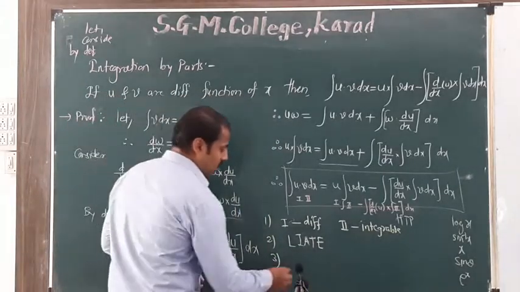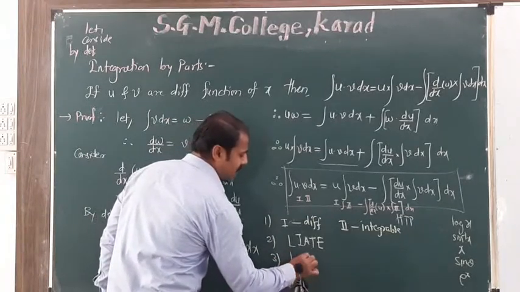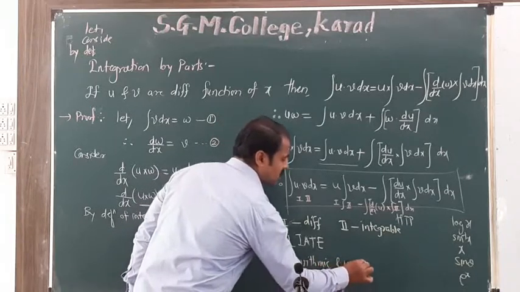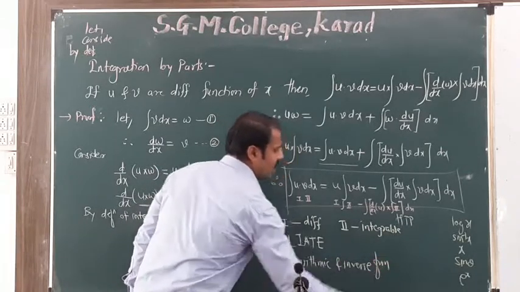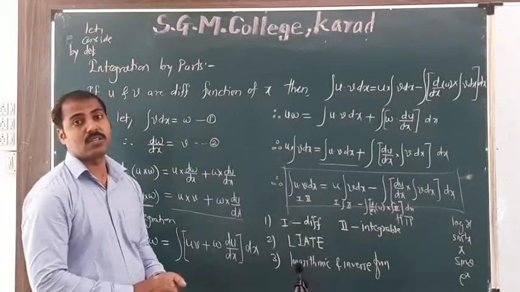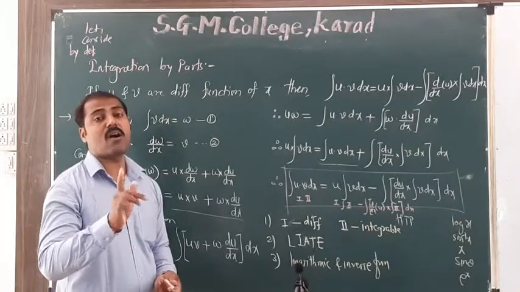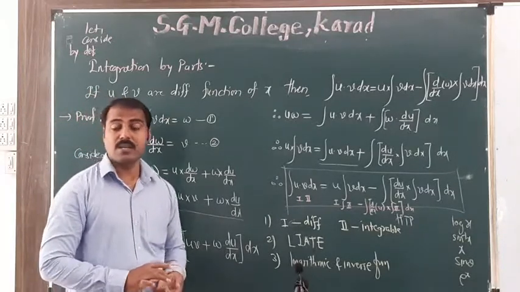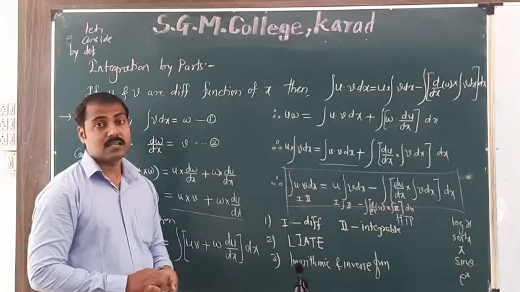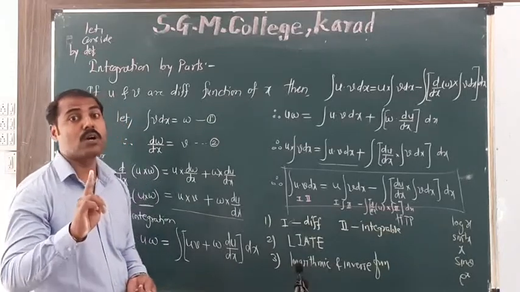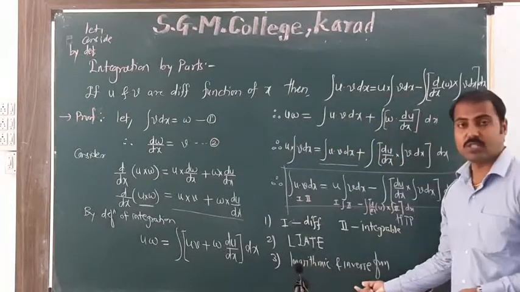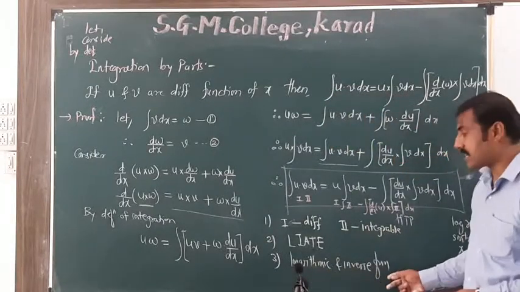And the third note is, while finding the integration of logarithmic and inverse functions, if the second term is not given, then consider that second term as 1. Only in the case of logarithmic function and inverse function. If the second term is not given, then consider that term as 1.